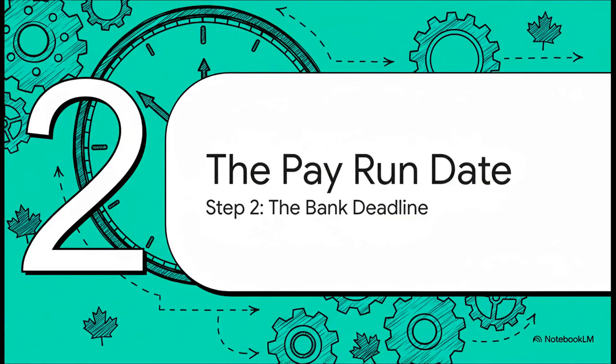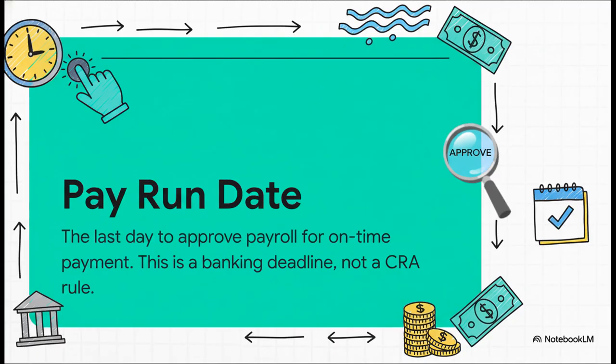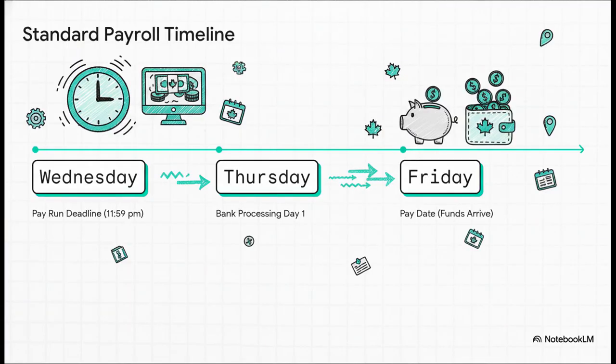All right, on to date number 2, the pay run date, or your pay run deadline. This one is all about timing and logistics. Think of this as your internal deadline. It's that last possible moment you can hit approve in your payroll software so that the money actually arrives on time. It's basically a deadline set by the banks, not the government. And this timeline here shows you how it usually works. See that? For Friday payday, the funds have to actually get there on Friday.